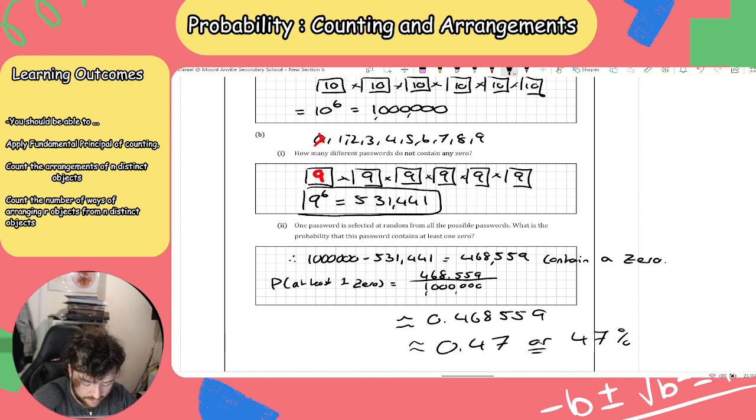Let me just double check my figures here. Surprise, not a nice little number. Yeah, 468, yeah. Then 10 to the power 6. Yeah, okay, I'm right. There you go.